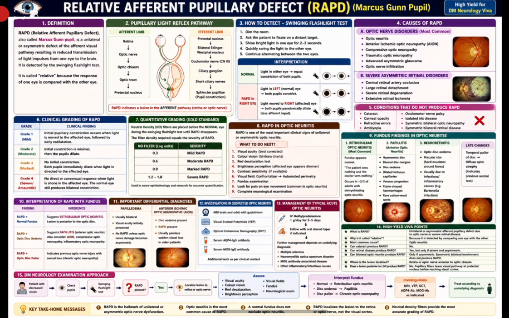Cataract and refractive errors never produce RAPD. RAPD localizes the lesion to the retina or the optic nerve but not the visual cortex. Neutral density filters provide the most accurate method of grading RAPD.